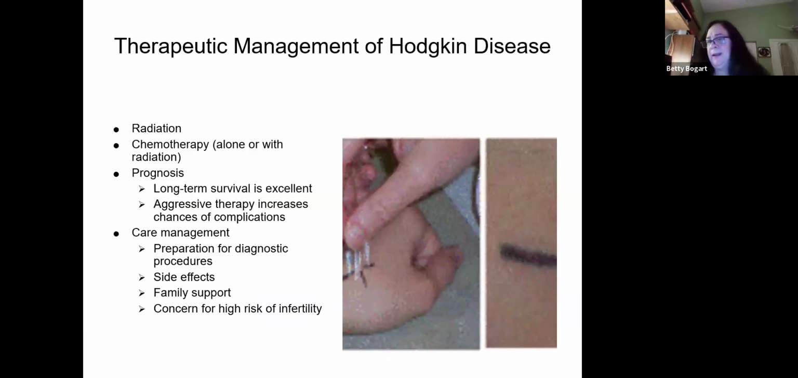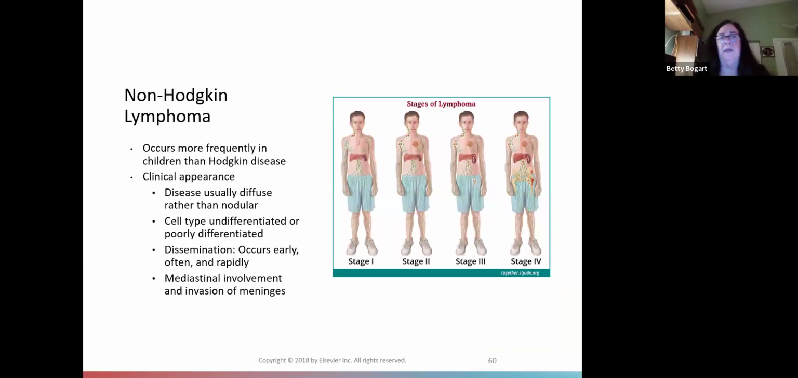Treatment depends on it. If it's a big tumor, we want to shrink it before we get it out. Radiation: when don't we use radiation? Well, it depends on the child. If the kid's too tiny, we're not going to use it. Prognosis can be good, but they are going to be infertile.